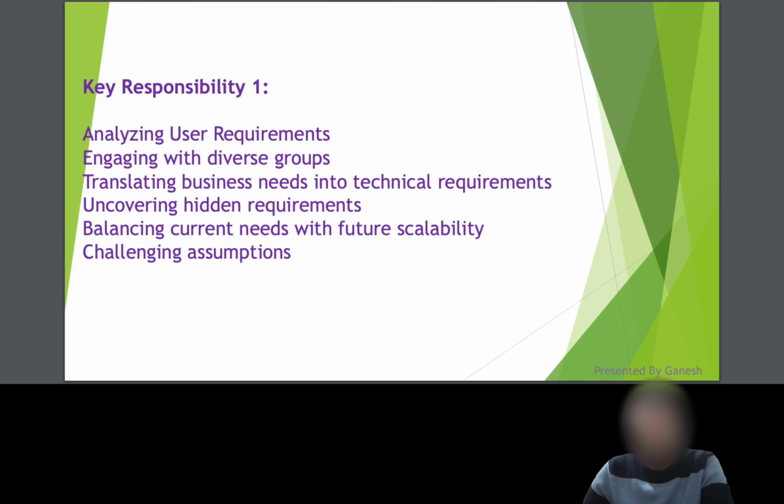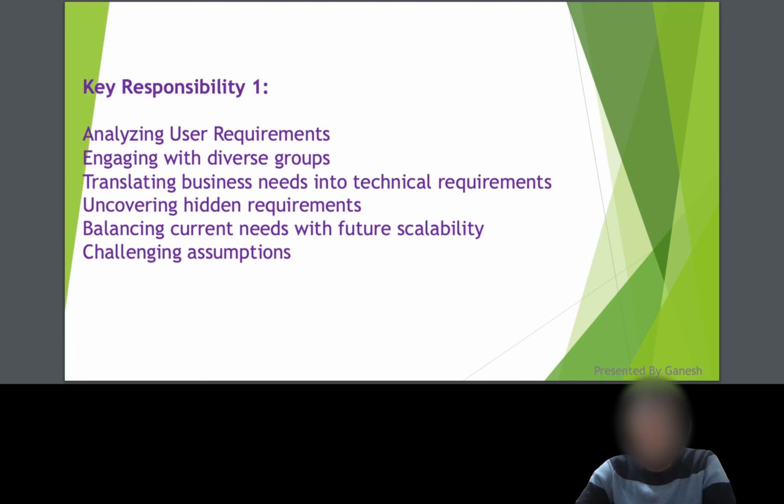A solution architect should work closely with the product manager, business analyst, and end users. Solution architects bring technical expertise to the requirement gathering process, translating business needs into technical requirements. They help refine raw business requirements into technically feasible solutions. This process often involves multiple iterations and adjustments.